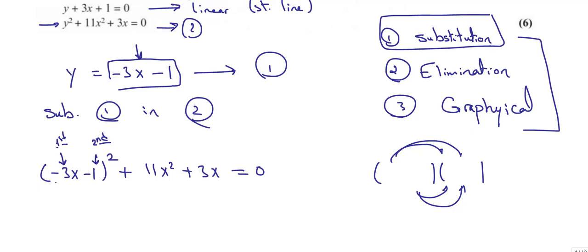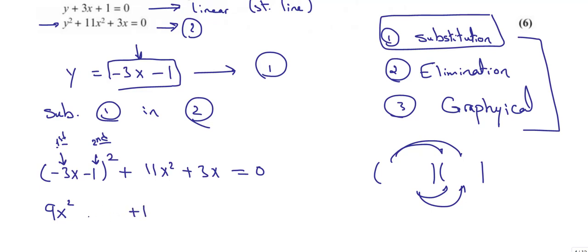Square the first. In your head, what's the square of negative 3? 9. Negative will cancel out. What's the square of x? x squared. Simple. Square the first and also square the second. Negative 1 squared will be 1. Leave some space like this and we write it.